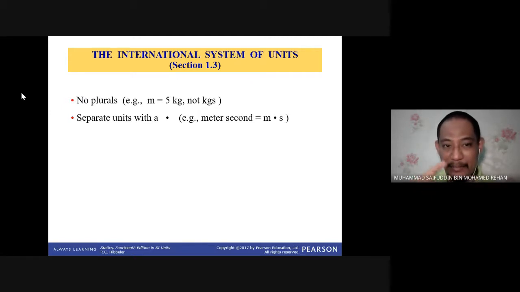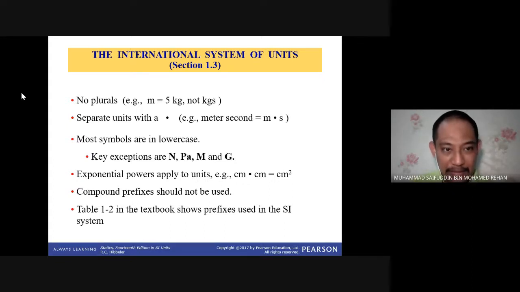Because if you write ms, we will understand it as millisecond. But if you write m.s, it is meter second, right? So you cannot say, alah, it's a small problem, why deduct marks? No, the meaning is different if you write ms and m.s. So make sure you understand what you are writing and write it properly.